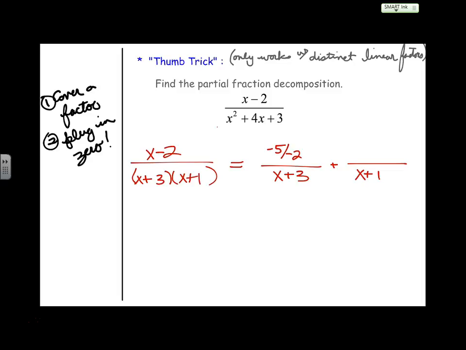What happens if I'm to cover the other factor, guys? What would I be plugging in if I cover x plus 1? Yeah, plug in negative 1. Where do I plug it into? The x spots. What's negative 1 minus 2? And what's negative 1 plus 3?